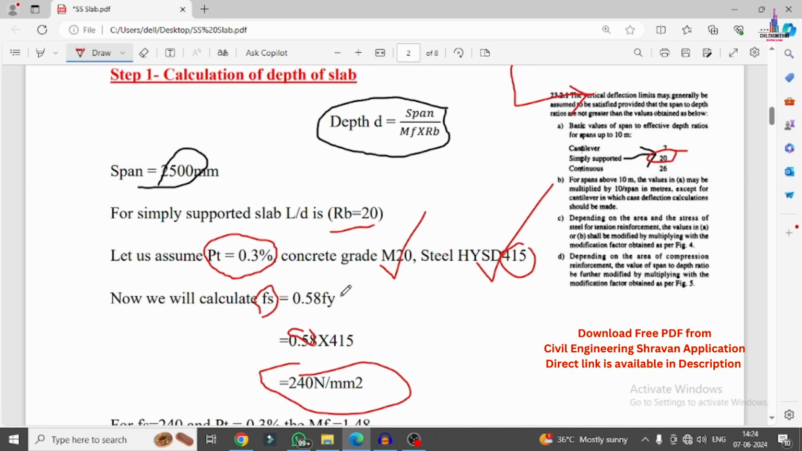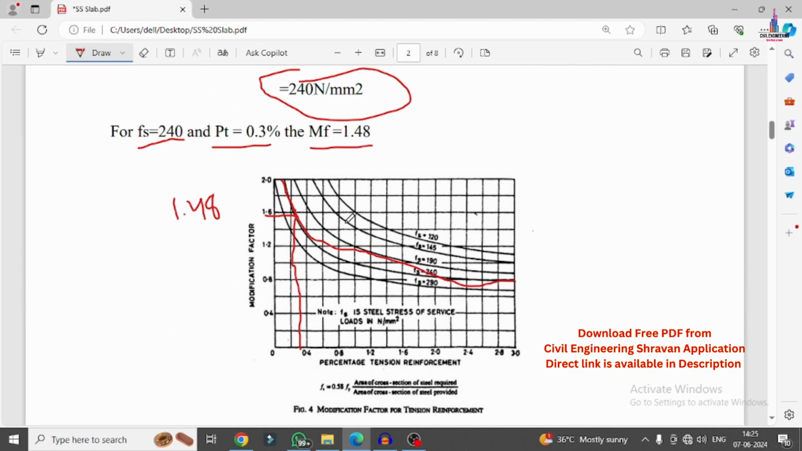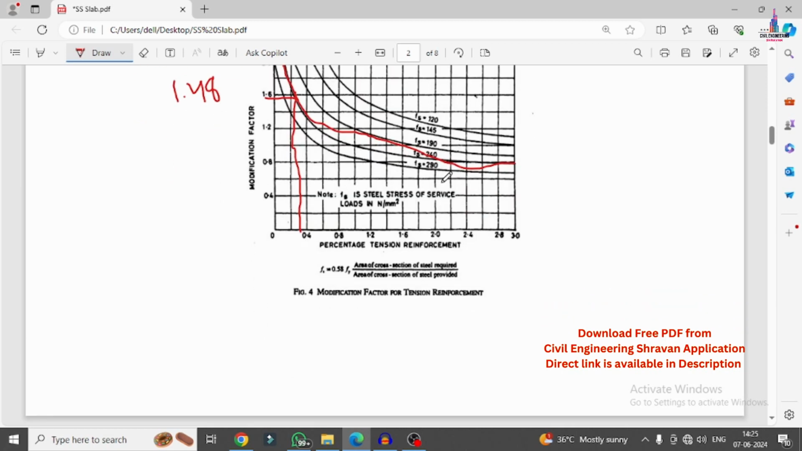For calculating the depth of the slab, we use the formula depth d equals span divided by multiplication factor into RB value. The RB value is directly available in clause 23.2.1 of the IS codebook, and the multiplication factor is taken from figure number 4, multiplication factor for tension reinforcement section, which is available in the IS codebook. Okay, this is the formula generally we use for calculating the FS value.